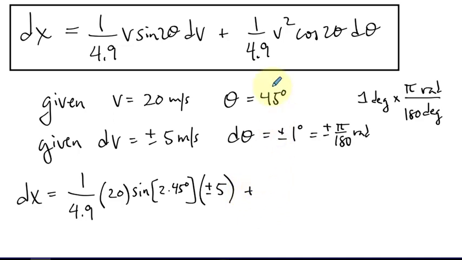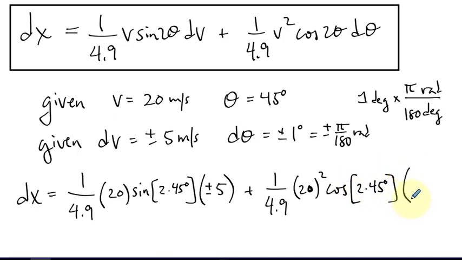Then plus 1 over 4.9. The velocity was 20. Cosine of 2 times the angle, which is 45 degrees. And the differential in the angle is plus or minus 1. But this is where I actually have to convert the differential into radians, which I have done here. So this is plus or minus pi over 180.